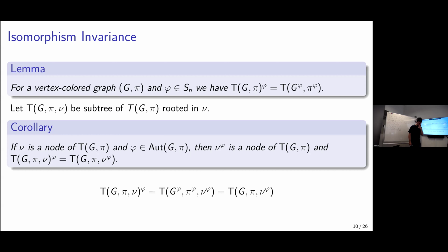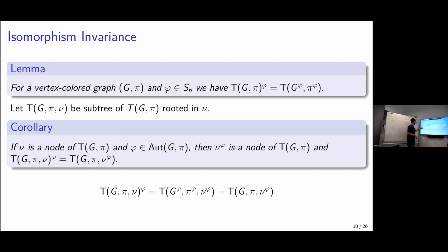Okay. An important part to observe is to first define a subtree of the tree. So let's say that P, pi, nu is the subtree of the entire tree rooted in some node nu. So I pick some node and I just look at the entire subtree of that node. Okay, so I'm just taking a subtree.